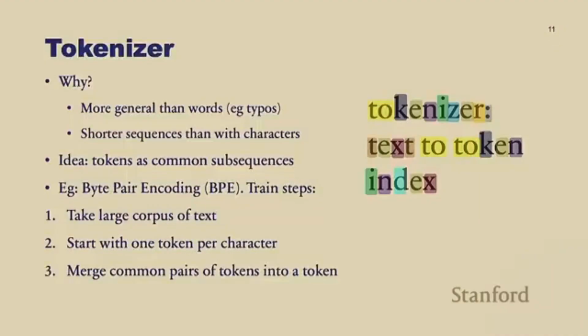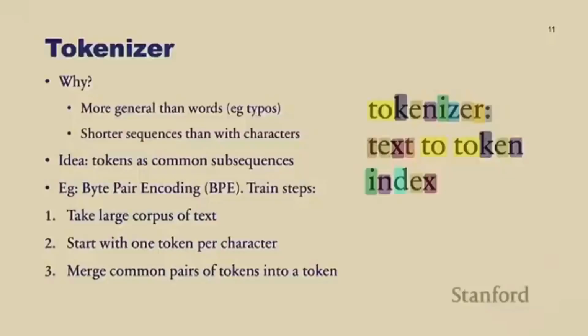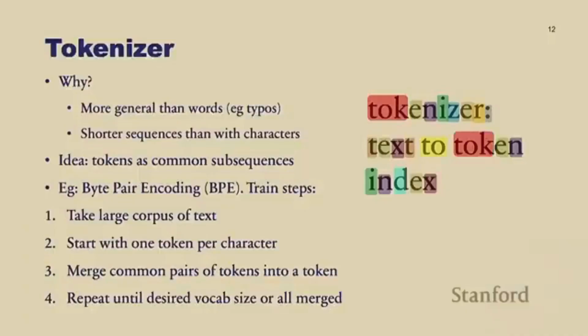Then you go through your text, and every time you see a pair of tokens that is very common, the most common pair of tokens, you just merge them. So here you see 3 times the tokens T and O next to each other, so you're just going to say this is a new token. And then you continue, you repeat that.